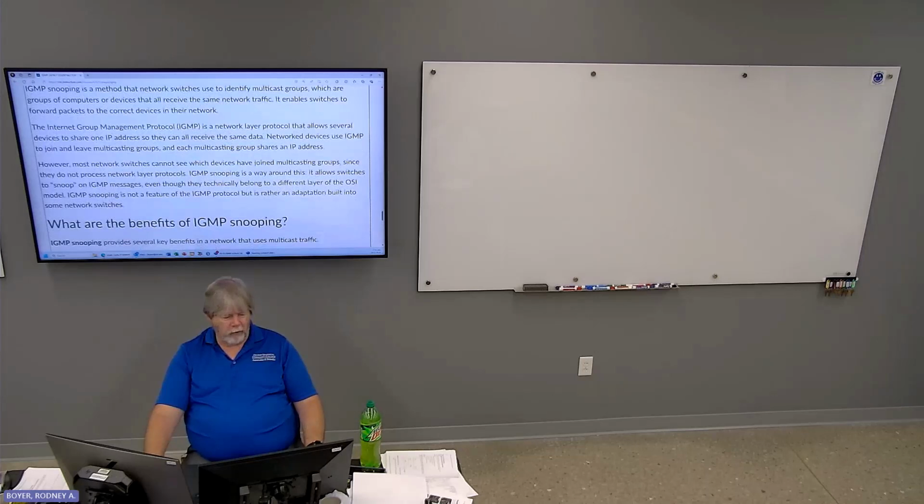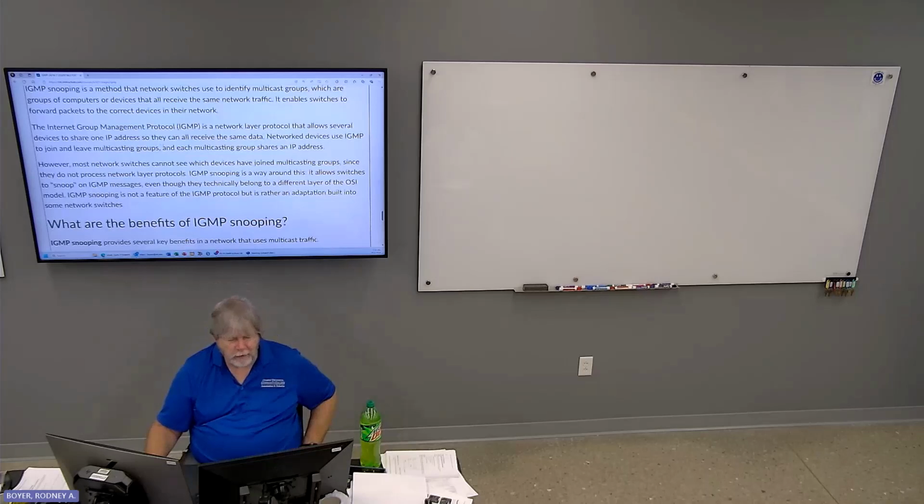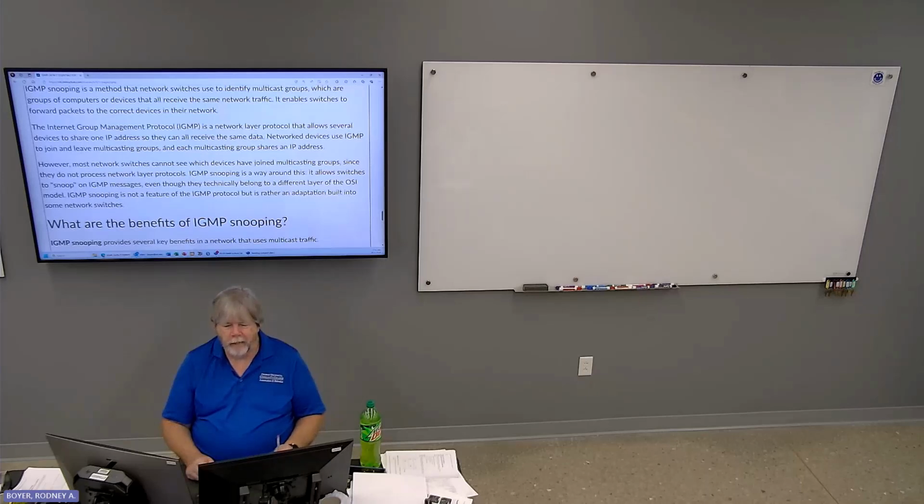IGMP is a network layer protocol that allows several devices to share one IP address, because everybody listens to the Class D address. Network devices use IGMP to join a multicast group, and each multicast group shares one IP address.